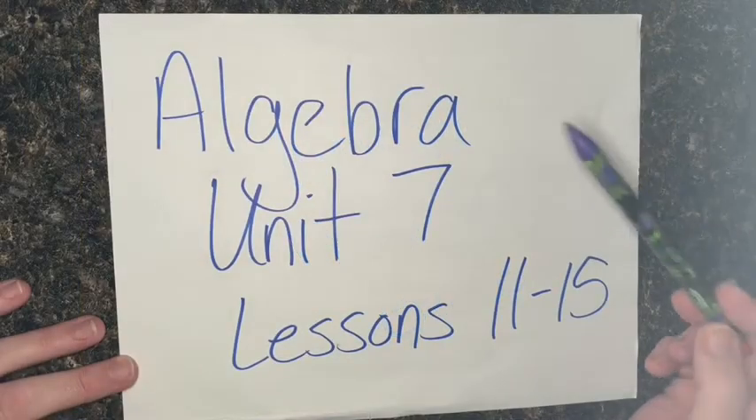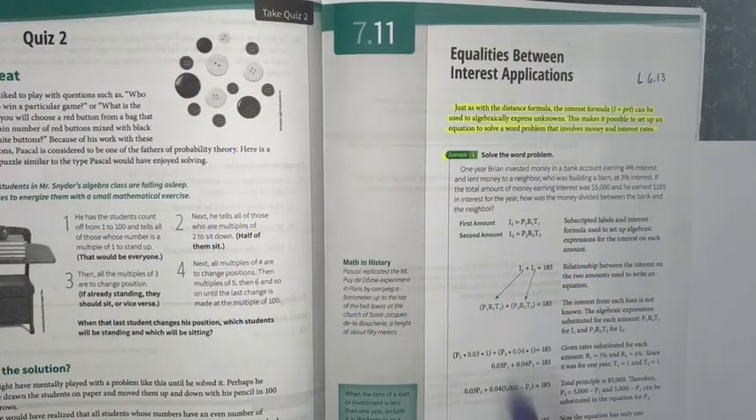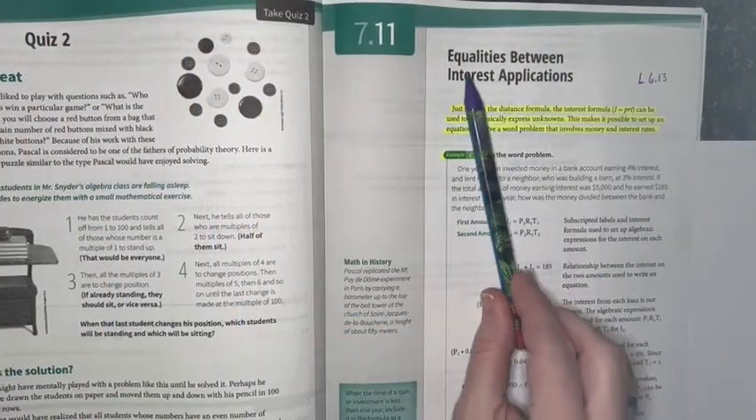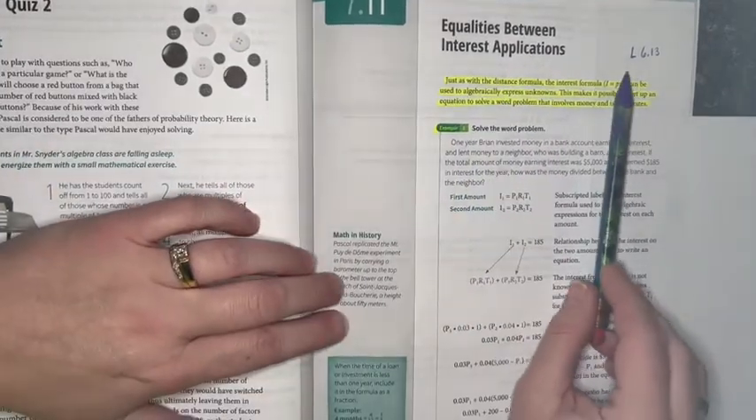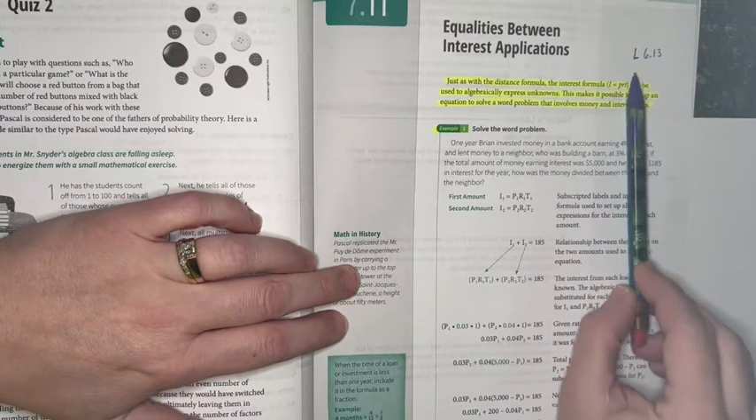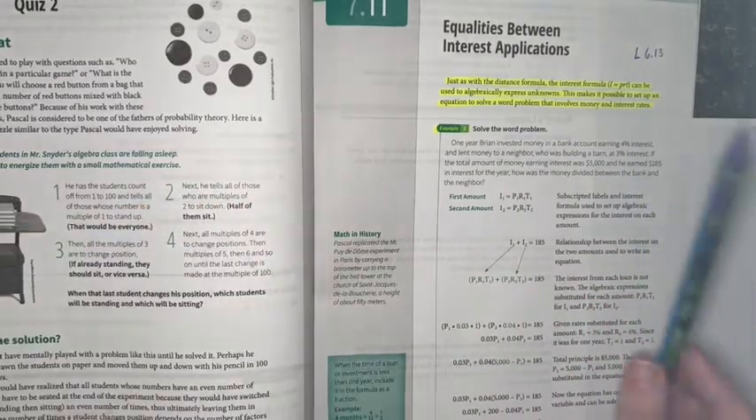Today we're going to be working through Algebra, Unit 7, Lessons 11 through 15. Lesson 11 begins on page 49, and it's titled Equalities Between Interest Applications. And we first looked at interest applications here in Unit 6, Lesson 13. Okay, so I put that there as a note.